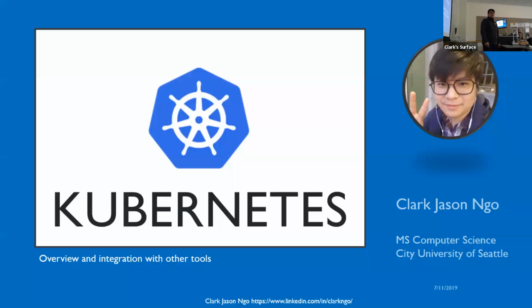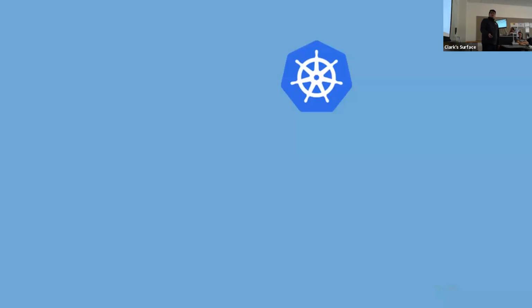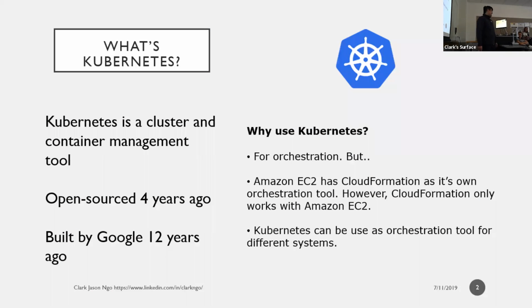So next is Kubernetes. Hooray, hooray. What is Kubernetes? So basically, it's a cluster and container management tool. And in two words, it's an orchestration tool. Okay? It was open sourced 4 years ago. It was built by Google 12 years ago. So we're pretty safe that it works. Okay? So what do we compare this to?